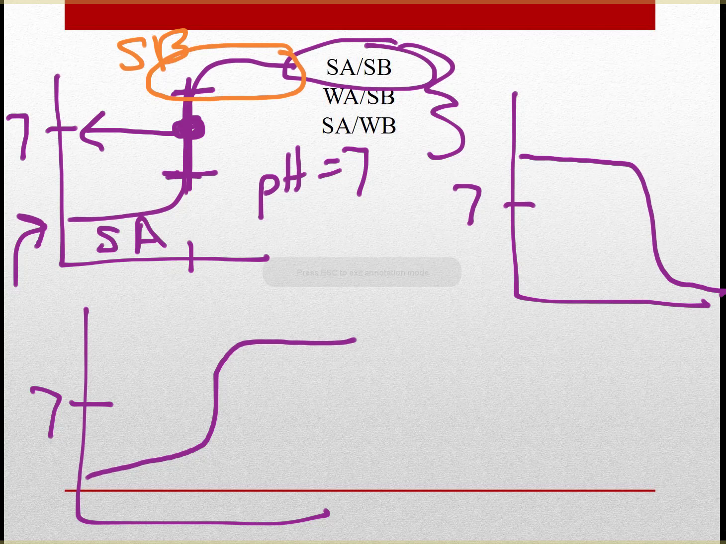All right, let's look at the one at the bottom. When I eye the equivalence point, it's right around there. So I can see that it's above 7.